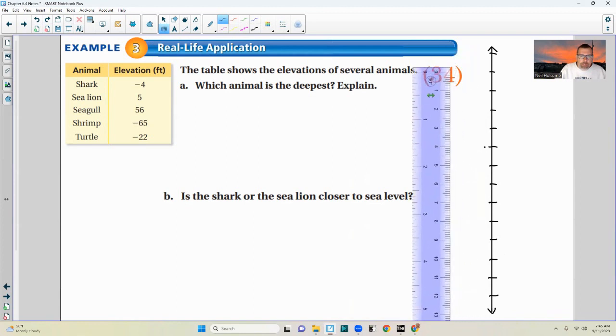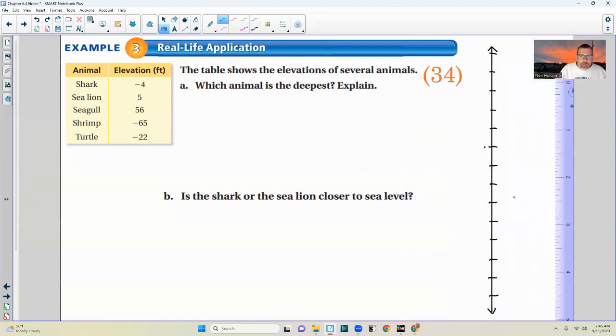Okay, like so. And let's just move this over here. All right, notice the numbers. You always want to look at the greatest number and the smallest number. So the smallest number is -65, and the greatest number is 56. So that's a difference of 120 roughly. Okay. So 1, 2, 3, 4, 5, 6, 7, 8, 9, 10, 11, 12.